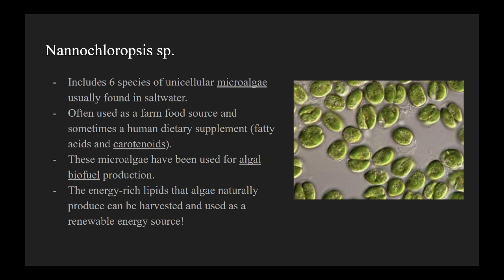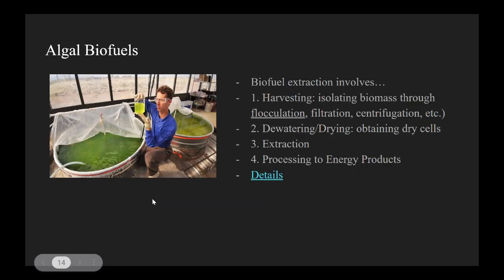And it's also renewable because these algae will continue to create these energy sources as long as they're alive. So these Nannochloropsis have specific energy-rich lipids that we can harvest and purify into biofuels. The general process for making these involves harvesting, dewatering, extraction, and processing. Harvesting is where, after we grow these cells in big vats, we have to get all the cells out.